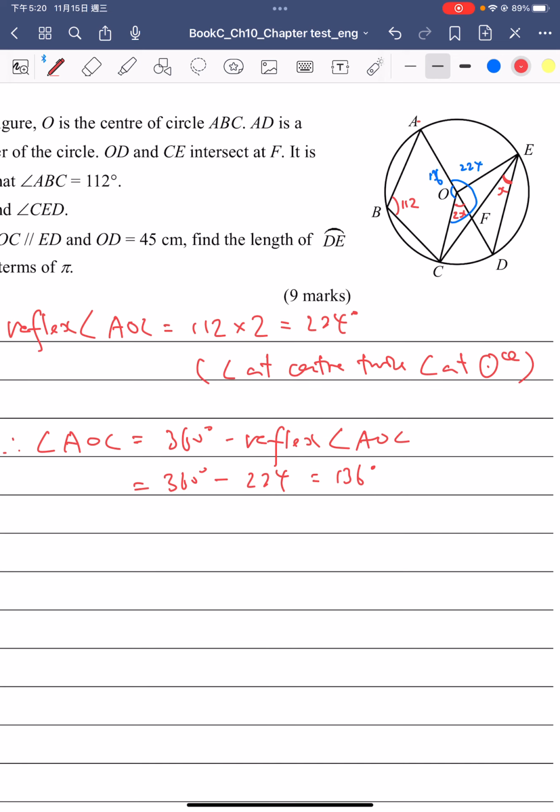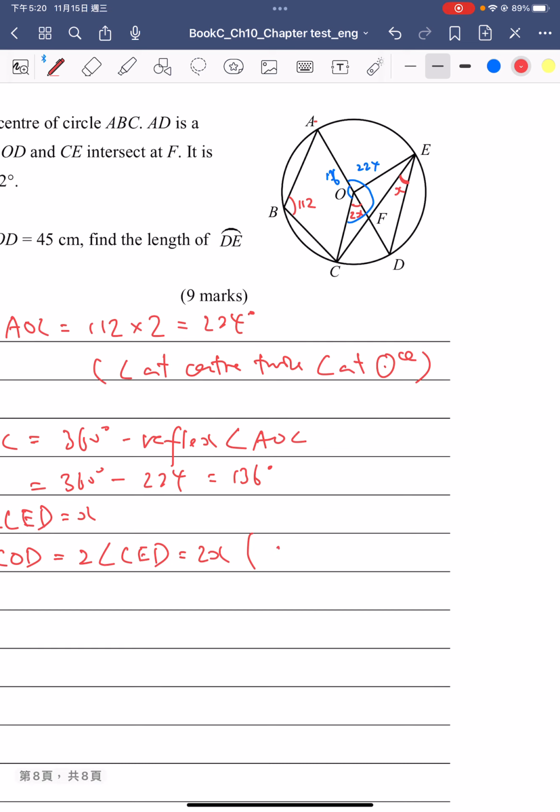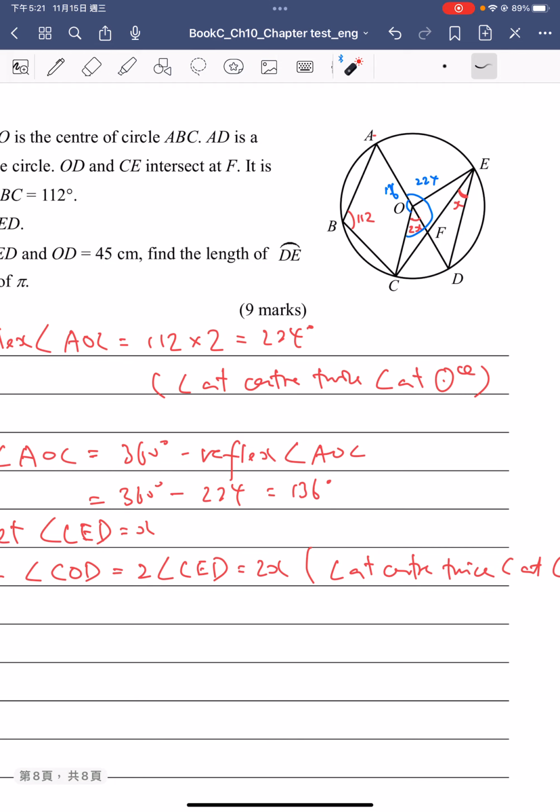Now we get 136 degrees. Let the required angle CED be x. The angle COD, which is the angle at the center, is double the angle at the circumference. So angle COD is equal to 2 times angle CED, which is equal to 2x, by using the theorem of angle at the center twice angle at the circumference.